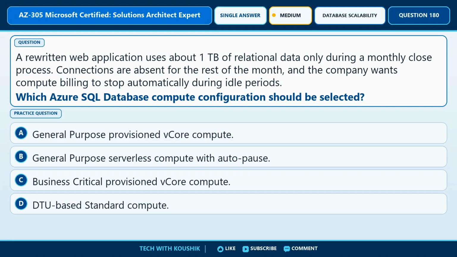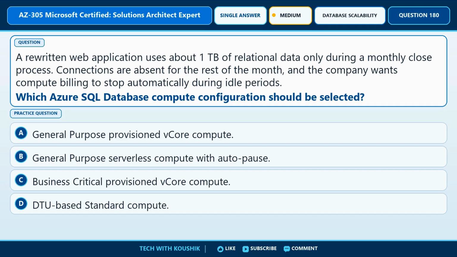The next item is question number 180. A rewritten web application uses about 1 terabyte of relational data only during a monthly close process. Connections are absent for the rest of the month, and the company wants compute billing to stop automatically during idle periods. Which Azure SQL database compute configuration should be selected?